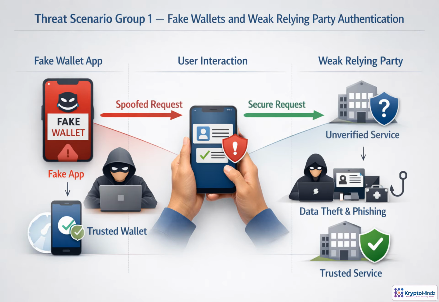In this flow, the risk isn't just a hacked wallet, it's who you're really talking to. Attackers can ship a fake wallet app or silently intercept a handoff, so the user thinks they're approving a normal request while data flows to the attacker. On the other side, a weakly authenticated relying party can pretend to be a bank or hospital. To counter this, robust signatures, endpoint validation, and clear user-facing cues must confirm who's asking, why they're asking, and which attributes are being requested.